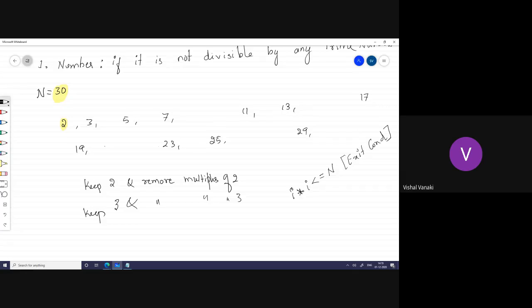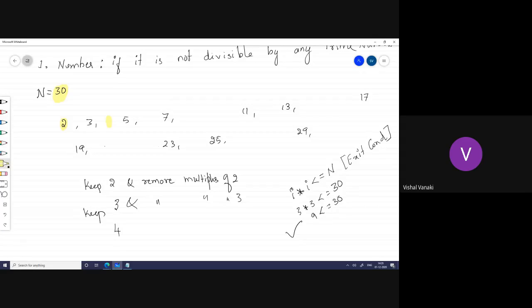Now see here, what is the number I have picked? 3. 3 multiplied by 3 is 9, which is less than or equal to 30. Yes, I can remove multiples of 3. Now take the next number, 4. But here, 4 is missing. That means multiples of 4 are already removed.